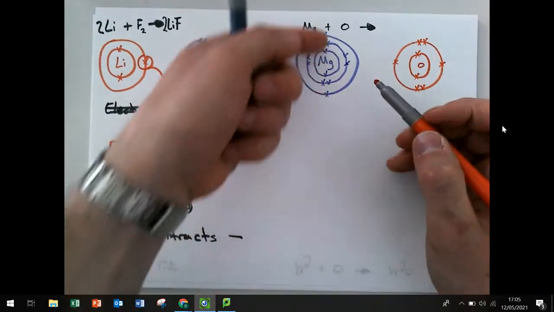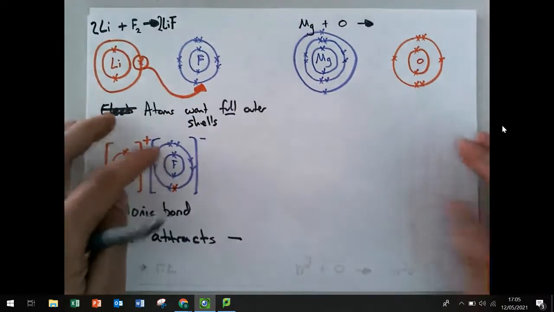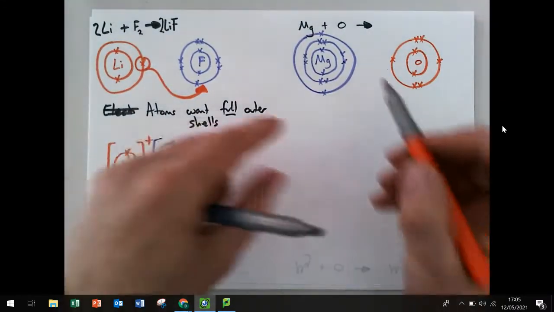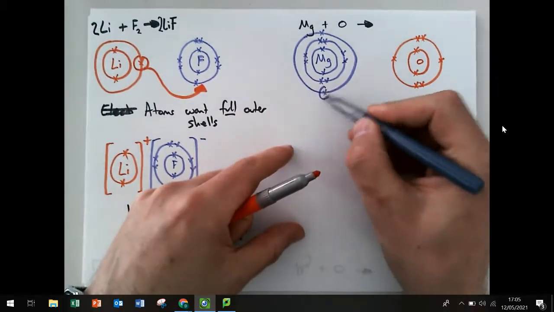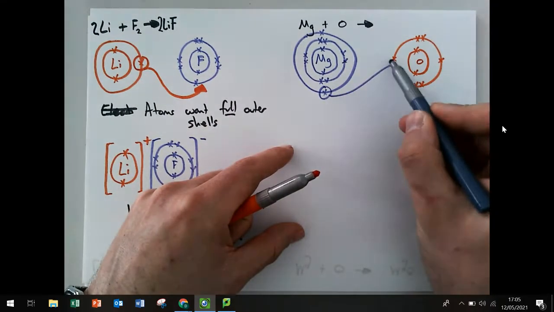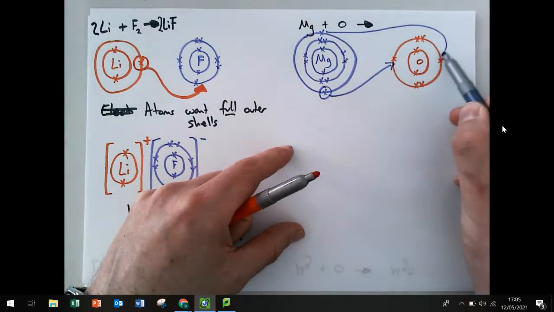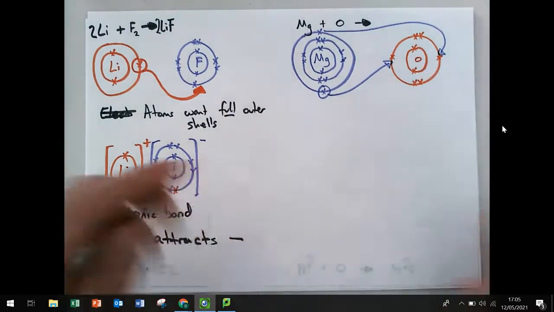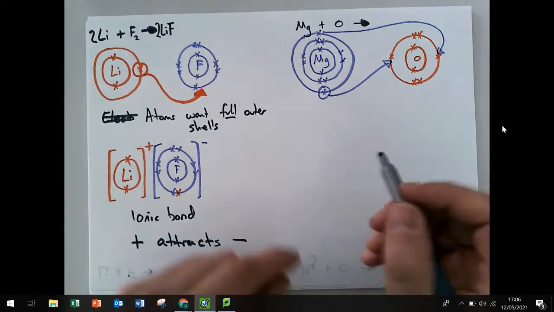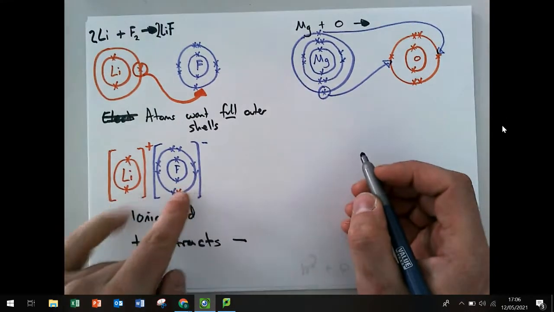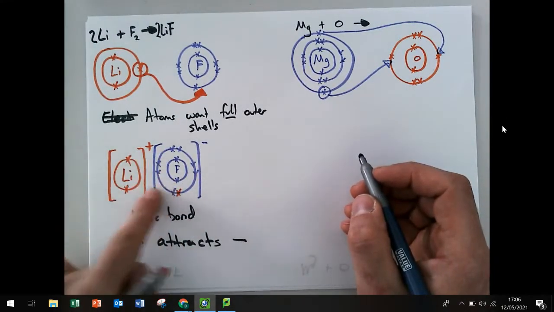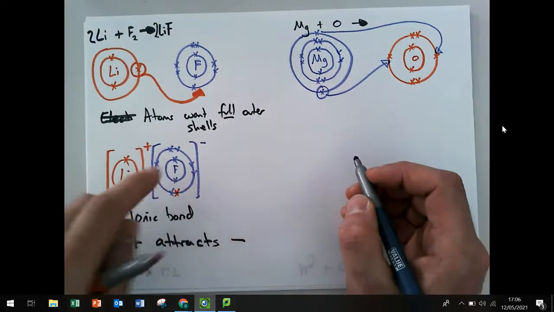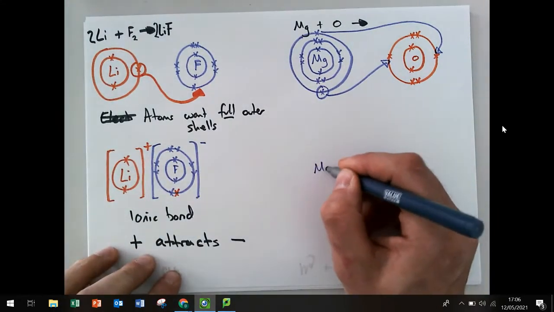So we see that magnesium has got 2 in its outer shell, so it could gain 6, but it's actually far easier if it were to give its 2 electrons to oxygen. And oxygen, it could lose 6, but it's far easier for it to gain 2. So now we can draw our ion or our ionic bonded molecule in this same way. So we can draw magnesium.